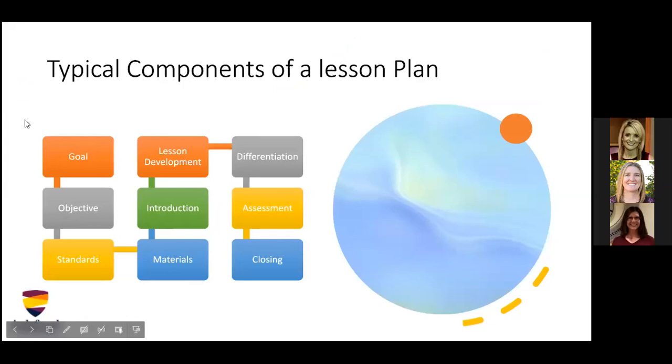So these are the typical components of a lesson plan, and you may find different wording like check for understanding instead of assessment, or you might find them in a different order, but these are the basics and what we'll discuss today. We have goal, objectives, standards, material, introduction, lesson development, differentiation, assessment, and closing.